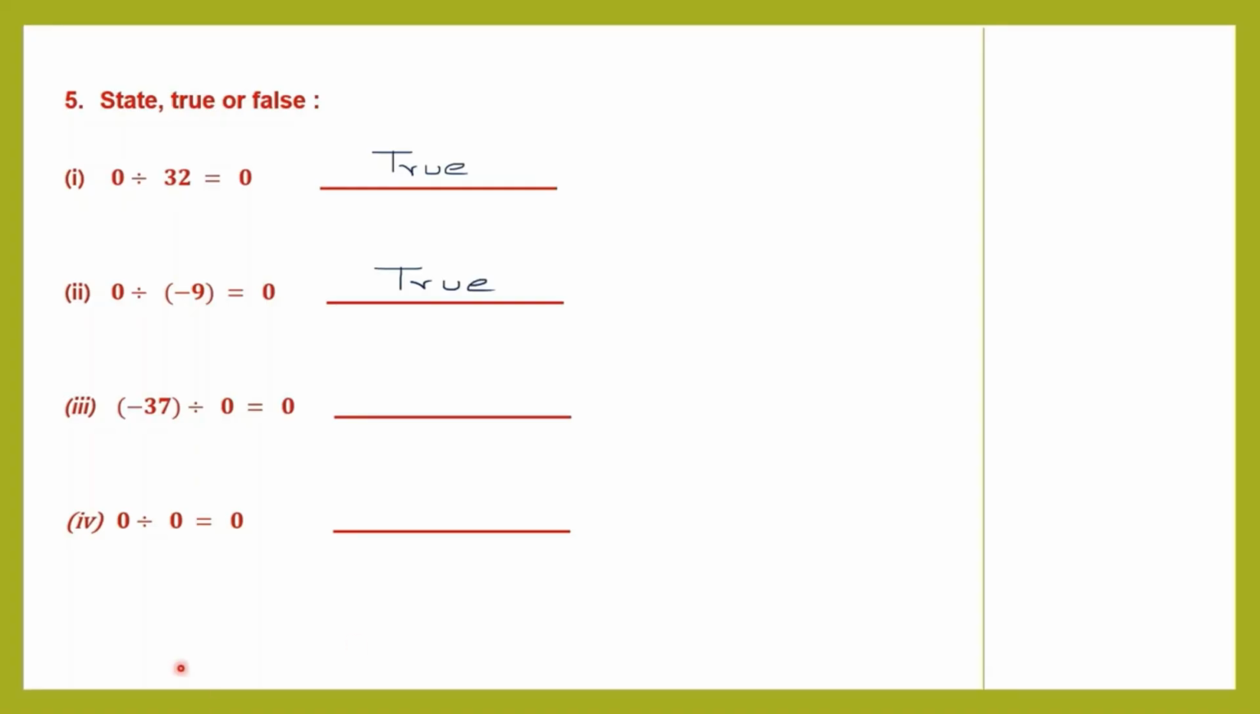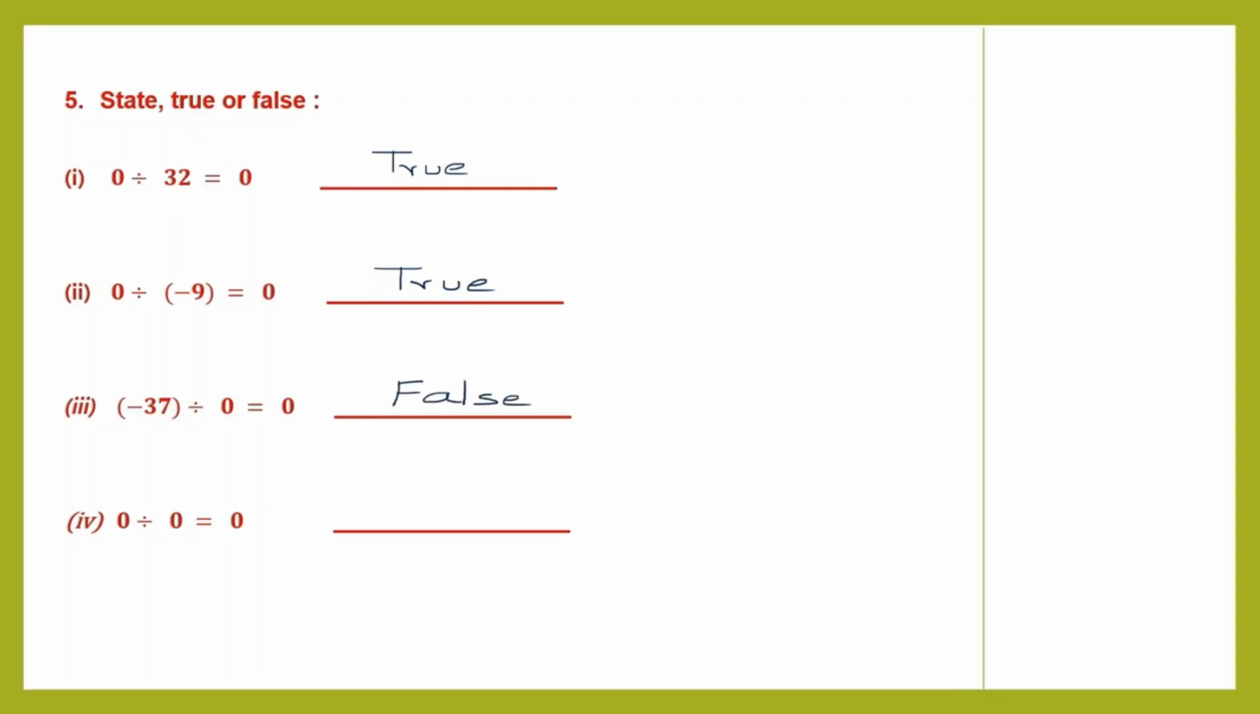Now next one, minus 37 divided by 0 is 0. Now this is false because you cannot divide any number by 0. You cannot divide any number whether it's positive or negative by 0. So the answer cannot be 0. The answer is usually not defined. We say it's not defined because we cannot divide any number by 0. So this statement is false.